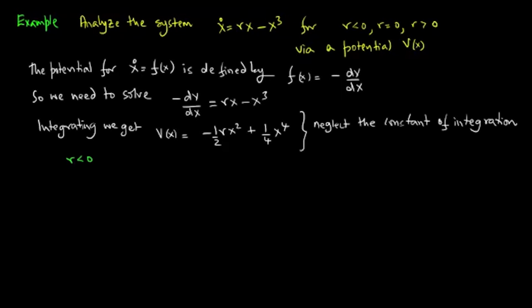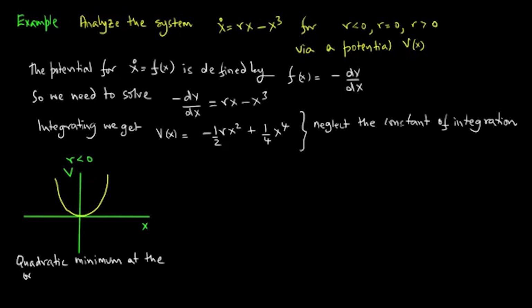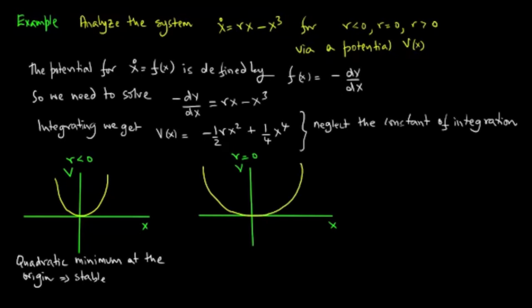First consider r less than 0. We plot V versus x. You get a quadratic, and you see that the quadratic has a minimum at the origin, and so the origin is stable. And r is equal to 0. Again plotting V versus x. The minimum is at the origin, so the origin is still stable.